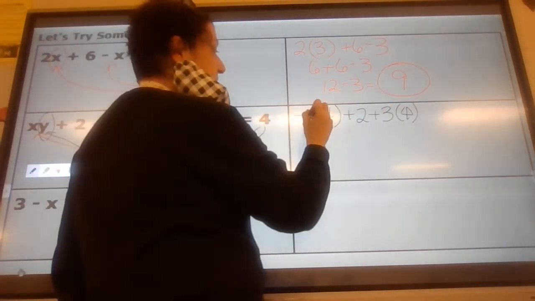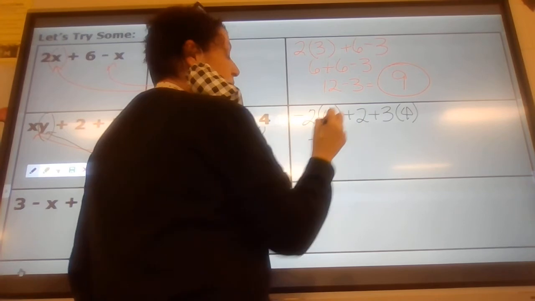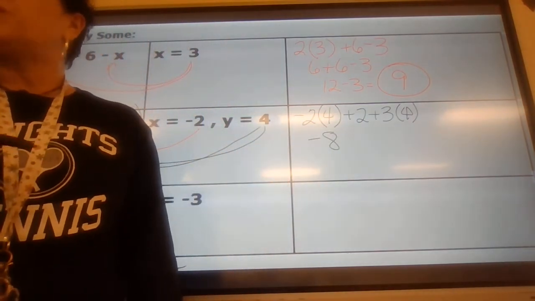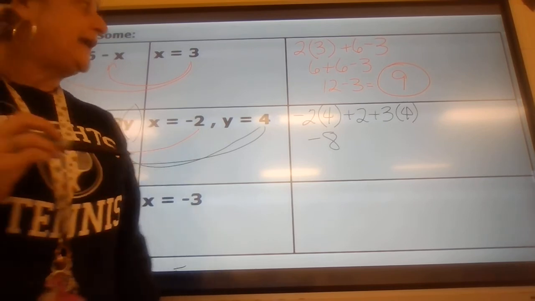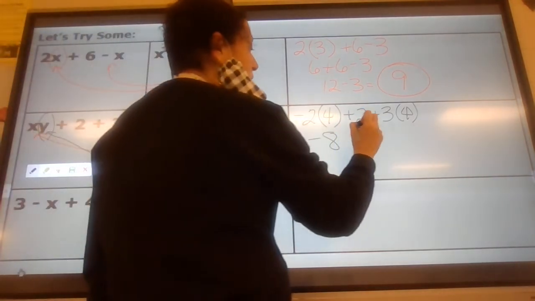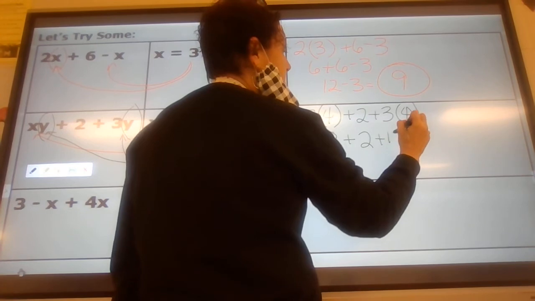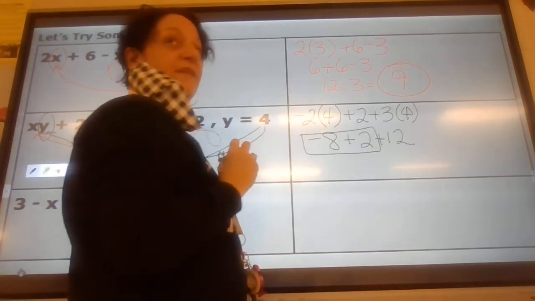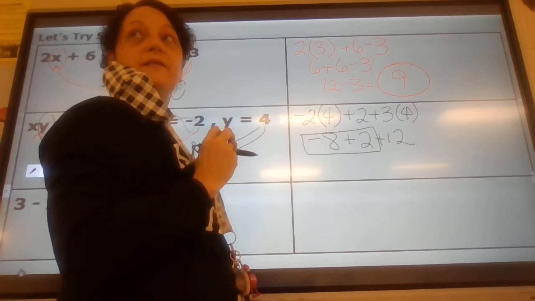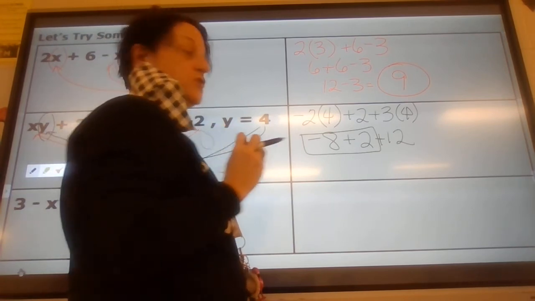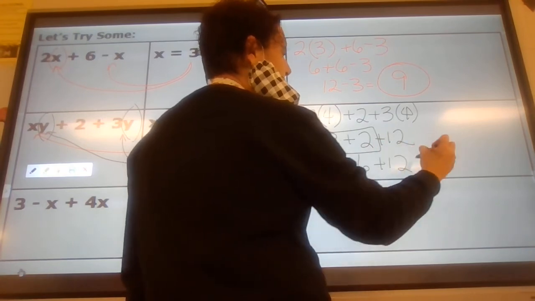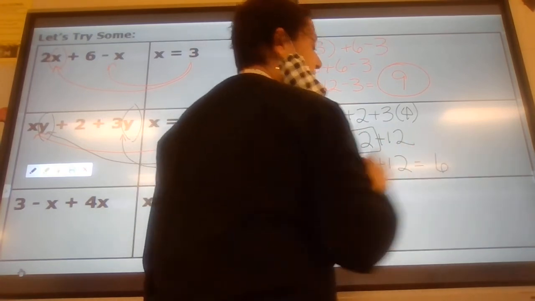Now, negative 2 times 4 is negative 8. Please don't rely on your mashed potato brains to remember all these integer rules. Put them in the calculator. Negative 2 times 4 is negative 8. Plus 2 plus 12. Negative 8 plus 2, please put that in your calculator because your mashed potato brain sometimes forgets about integers. But that's negative 6 plus 12. And when I put that in the calculator, I get a positive 6.